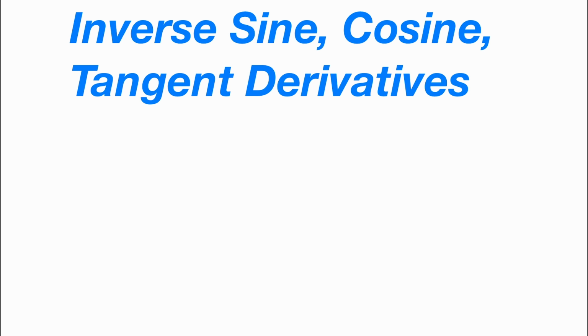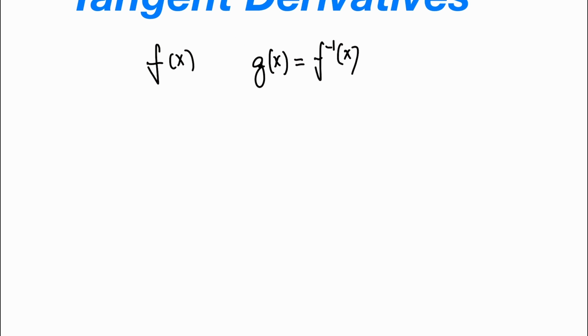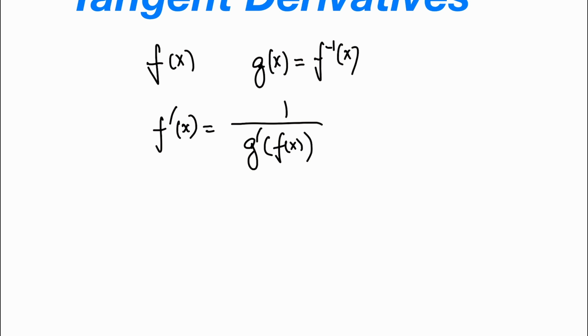And let's review that. If you have a function f of x, and there is a function g of x that is equal to the inverse function of f of x, then if we want to find the derivative of f of x, it is simply equal to 1 over the derivative of g of f of x. We proved that in the last episode. And let's get started with that to derive our inverse sine, cosine, and tangent.